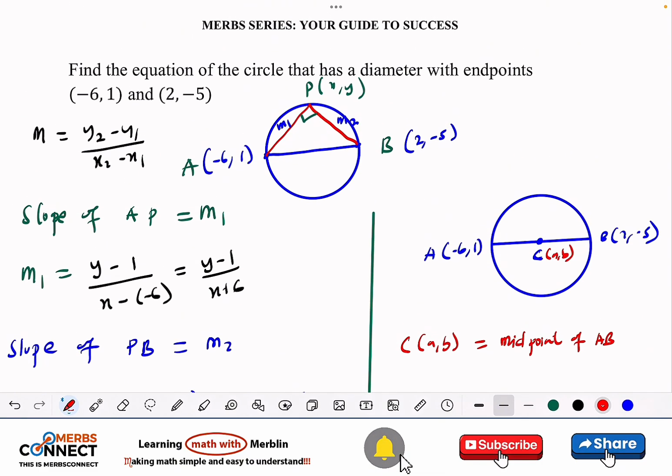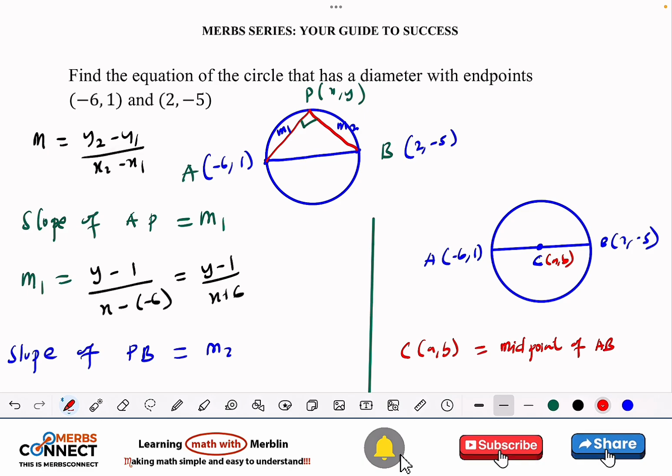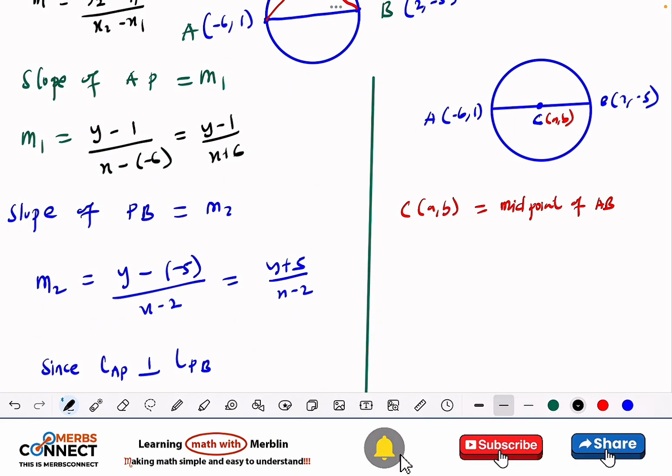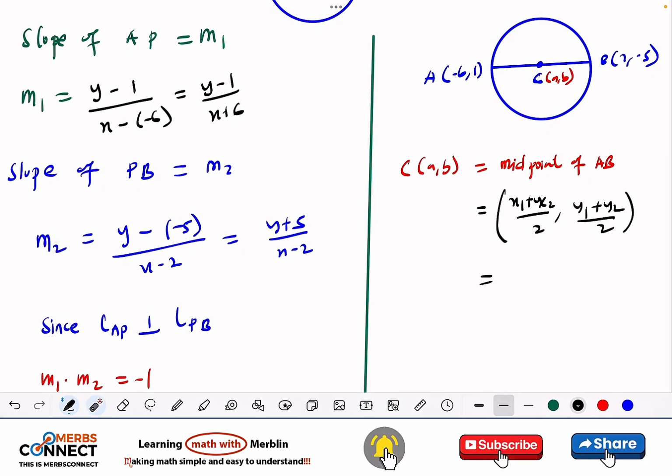So you see, coordinate geometry is here. We need the midpoint formula. So what's the formula for finding the midpoint? Do you remember it? Good. So we said the midpoint is equal to (x1 plus x2) divided by 2, (y1 plus y2) divided by 2. So that is the midpoint formula that we need. So let's treat this one as x1, y1, x2, y2.